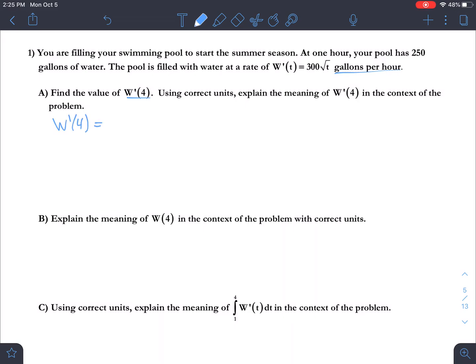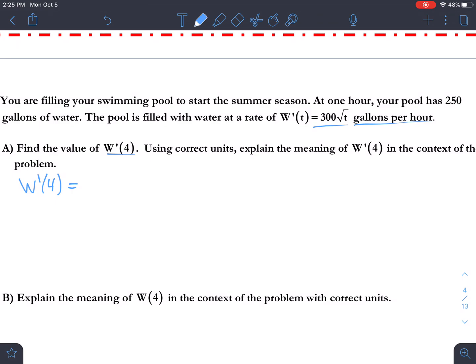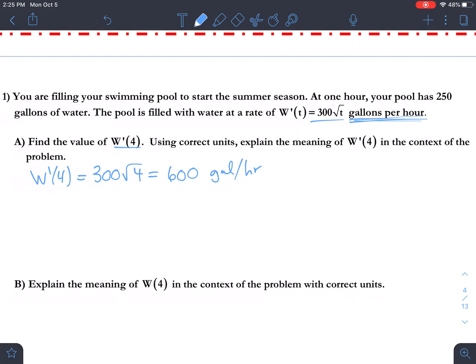W prime of 4. And since we're already given the derivative, we simply plug in 4, and we get 600. Okay, this is in gallons per hour. This is already a rate, right, because we're talking about that derivative here. And now we're just going to explain what does this mean in the context of the problem. Well, W prime of t is the rate at which the water is filling up. So if I look exactly at the 4th hour, right at t equals 4, the rate at which the water is going in is 600 gallons per hour. Okay, it's increasing by 600 gallons per hour.